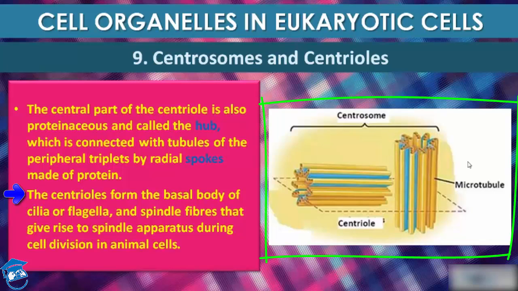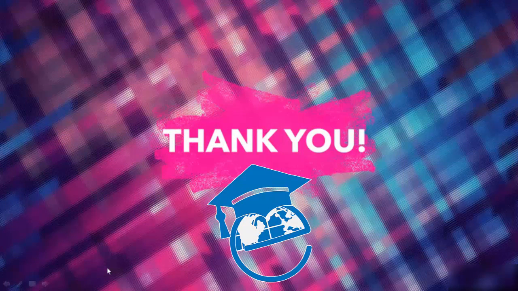The centriole forms the basal body of cilia or flagella and spindle fibers that give rise to the spindle apparatus during cell division in the animal cell. So the centriole plays a very crucial role in cell division, particularly in the animal cell and not in the plant cell, because it is a unique characteristic of the animal cell. So this was all about the centrosome, centriole, and cilia and flagella.